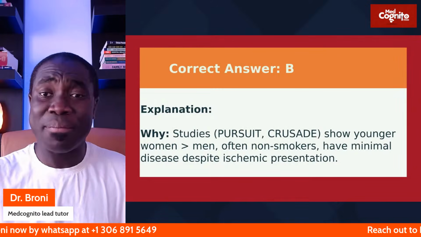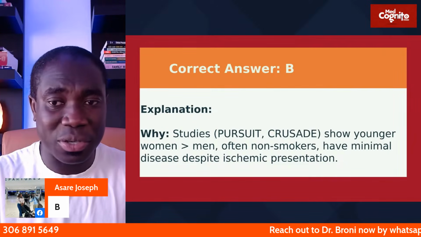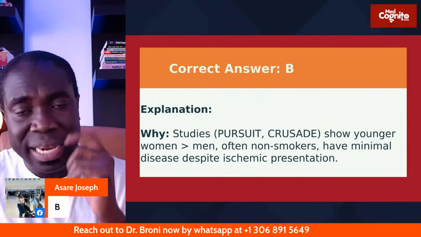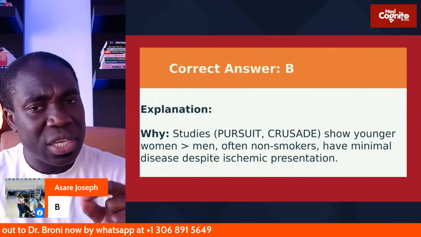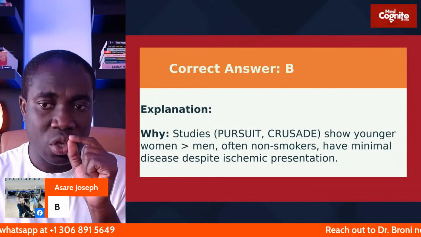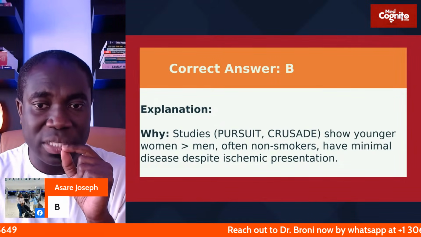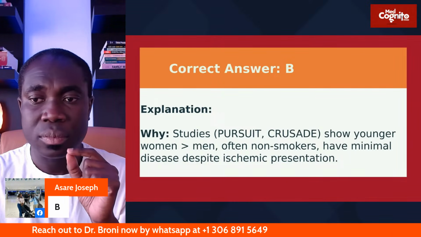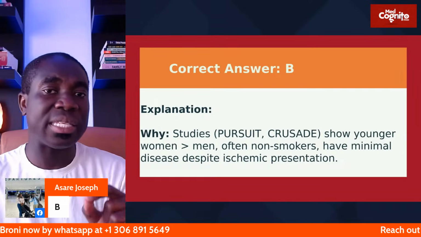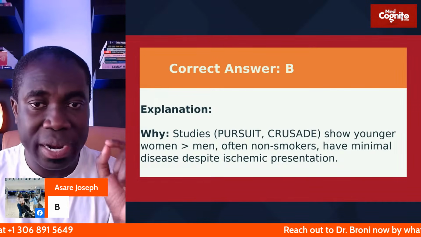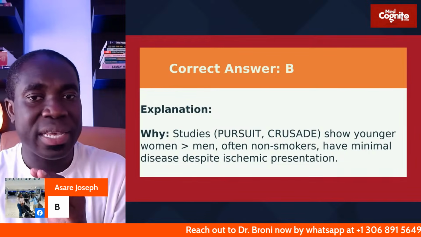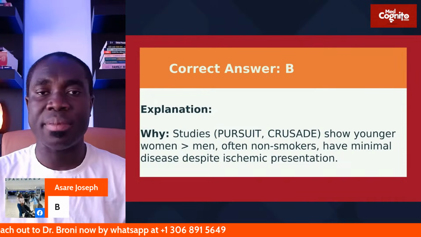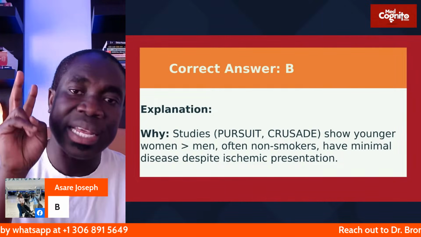And the correct answer is rather B. I think only Dr. Sari Joseph got that right. There are two studies which were done, the Crusade study and the Pursuit study. They show that younger women, more than men, are often non-smokers and have minimal disease, but they can present with myocardial ischemia. You remember the Pursuit study and the Crusade study.